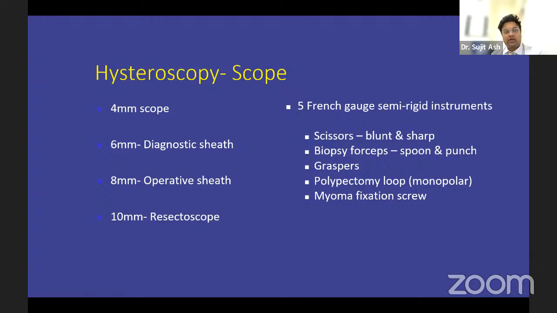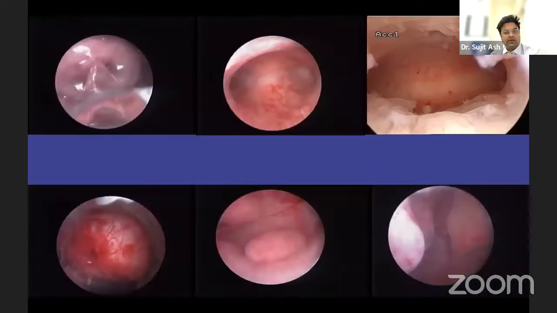And the different things that can go in the operative sheath are scissors, biopsy forceps, graspers, or polypectomy loop, or myoma fixation screw. These are the few things that you can see once you go inside. So the first thing that you see is the cervix as I'm going inside, either with the vaginoscope or directly when you go in.